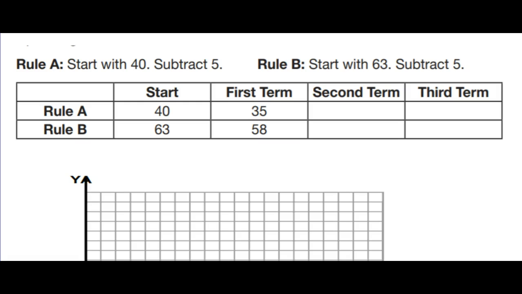With this, we have to now finish filling out the table with the rule and then plot it and figure out the relationship. So rule A says start with 40 and subtract 5. I started with 40, so I'm going to subtract 5, and then subtract 5 again and get 30, and then 25 for the final value. Rule B says start with 63 and subtract 5. So 63 minus 5 is 58. 58 minus 5 is 53. And then minus 5 again is 48. So once we do that, then we can plot our data.